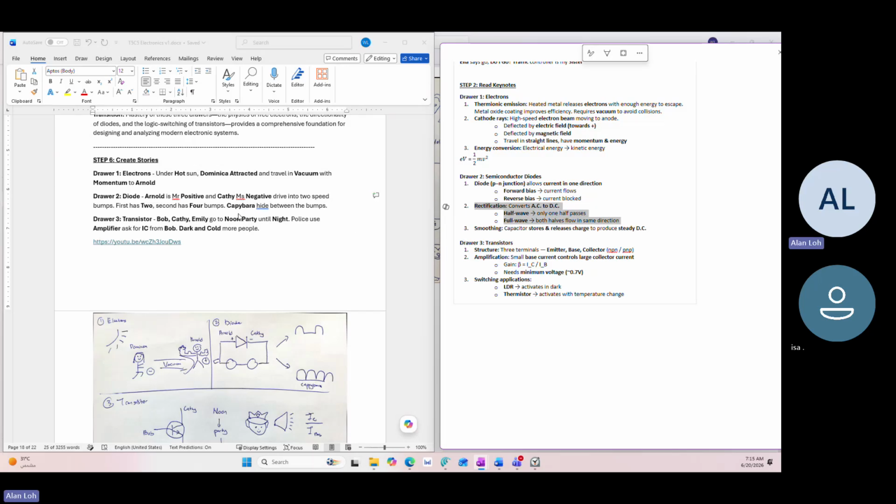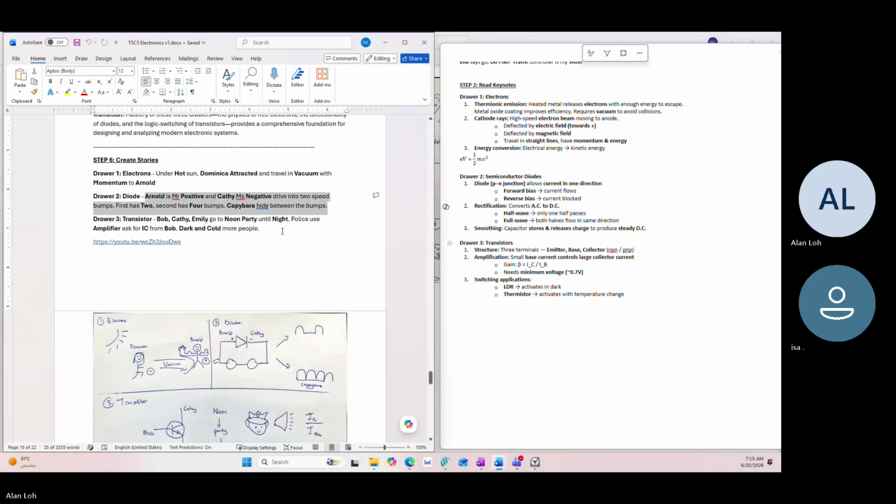And then the capybara represents the capacitor. Capybara sounds like capacitor, hiding between the bumps. So the capacitor hides between the bumps to smoothen them out. The capacitor is to smoothen out the output of the wave, right? So that is the story.